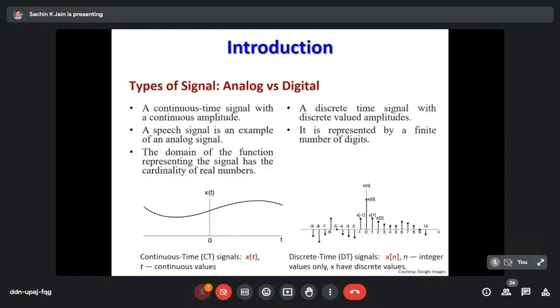Analog and digital signals are almost analogous to continuous and discrete signals, but the digital signal is specific because it has to be represented by a finite number of digits. A discrete signal could be analog in nature, but a digital signal is something which is defined using a finite number of digits. Generally, we use analog to digital conversion for representing it, so it is in binary digital form. That's how we define digital signals.